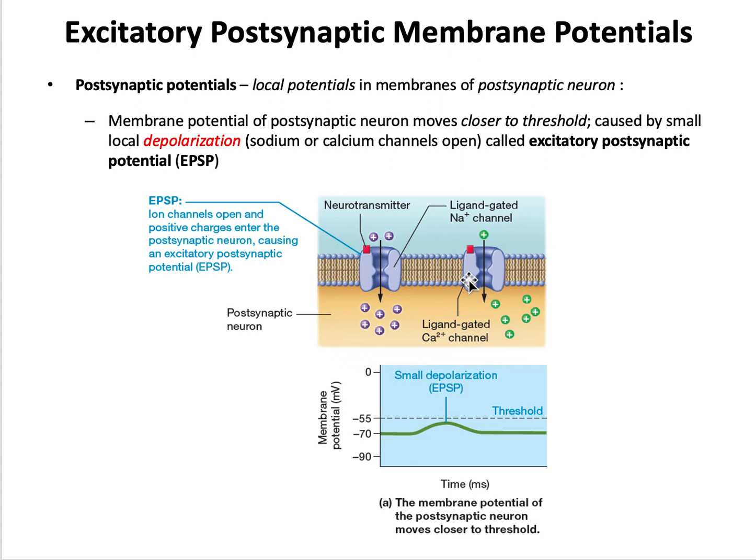And the influx of these positively charged ions into the postsynaptic membrane is going to cause, so here's our resting membrane potential, we have an influx of sodium and/or calcium, and that's going to cause the membrane potential to become more positive. It's going to move closer to threshold, meaning it's depolarizing and it's becoming more excitable. So this would be an EPSP.